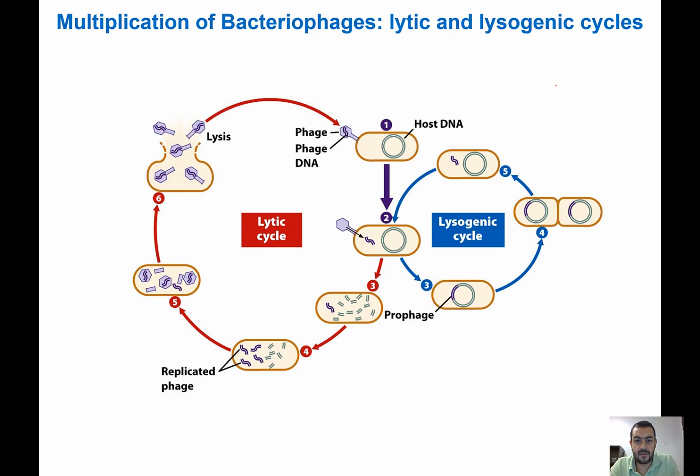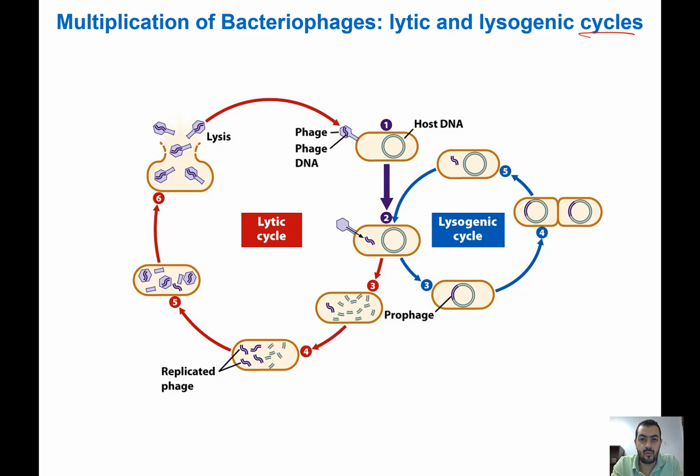As we said, this will happen in the lytic cycle, because when viruses multiply inside the bacteria, there are two types of cycles. Some viruses do what we call the lytic cycle. Other viruses do what we call the lysogenic cycle. So let's start with the lytic cycle.